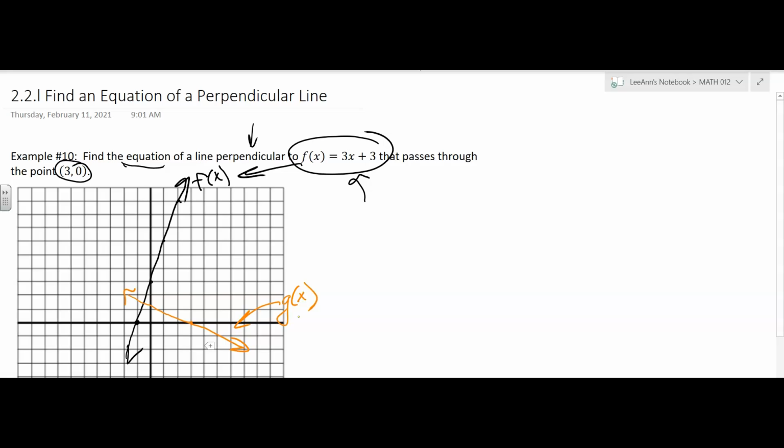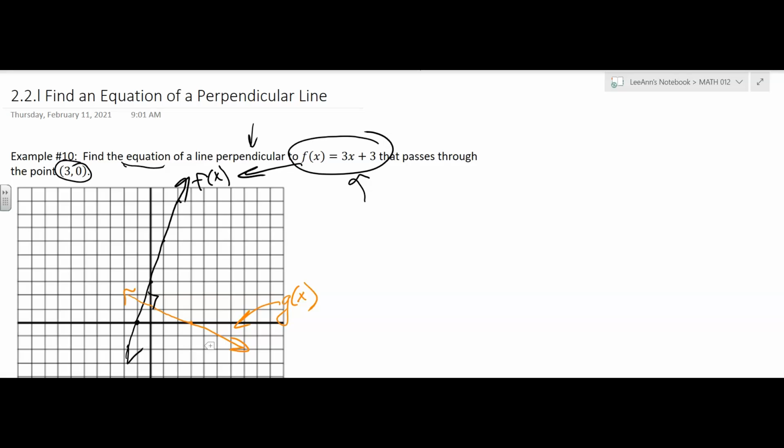Now remember, because they're perpendicular, these two lines form right angles there. So I probably need it a little more tilted down. Okay, that's what the picture looks like. They give us one line, f of x. We're trying to find what I labeled g of x.